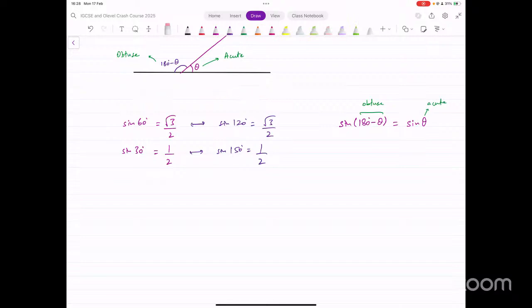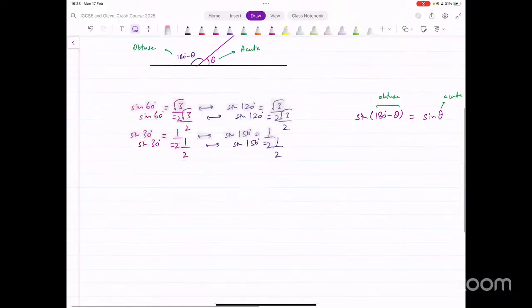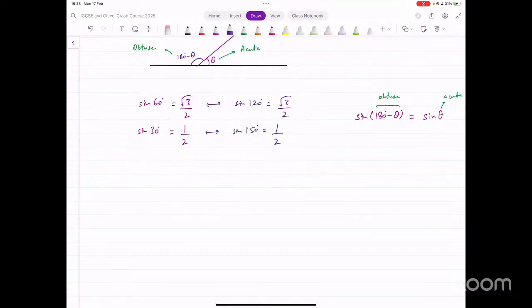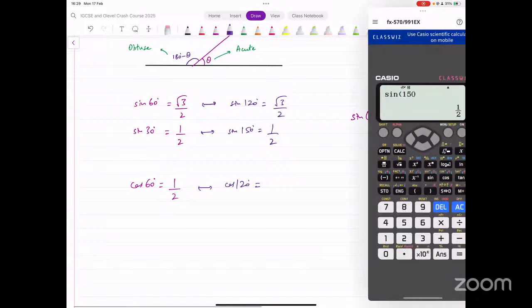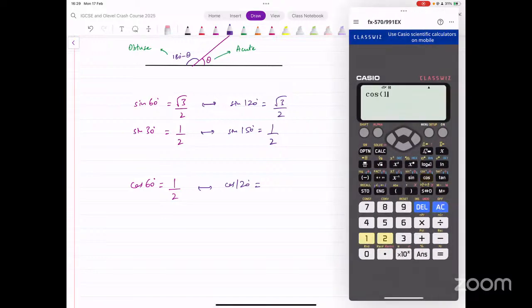Now, we can try the same two angles. So let's say theta is 60 or 30, any one of them, and see what happens for other ratios like cos and tan. So cos of 60, for instance, you can try that. You will see that this results in 1 over 2. And now, what's the corresponding obtuse angle for that? Corresponding obtuse angle for 60, 180 minus 60, what would that be? 120. So cos of 120. You can try this on a calculator as well, and you see what that turns out to be. This is negative 1 over 2.